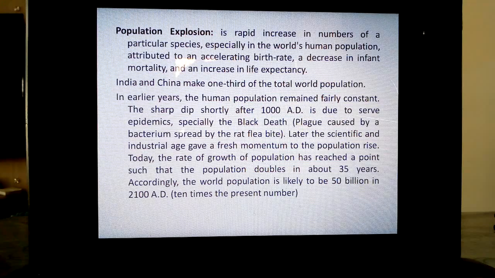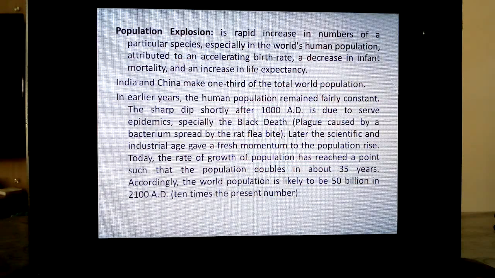Got it? Now, India and China make up 1/3 of the total world population. There are almost 198 countries, children. Out of that, only 2 countries have 1/3 of the population. You can imagine the population of China and India.